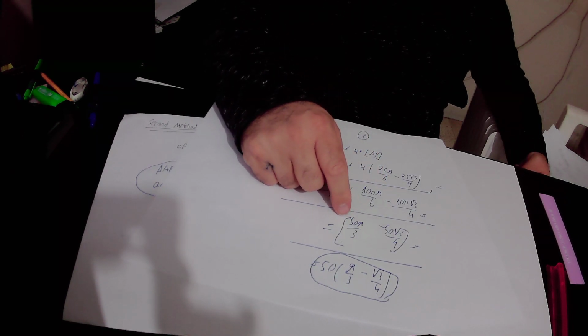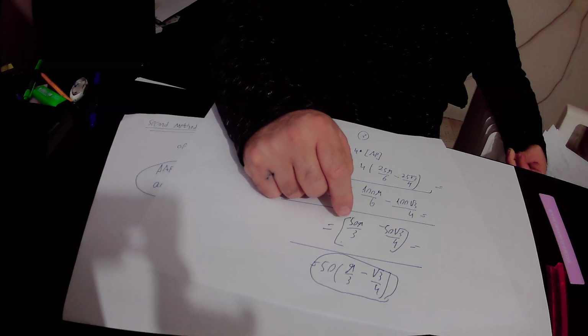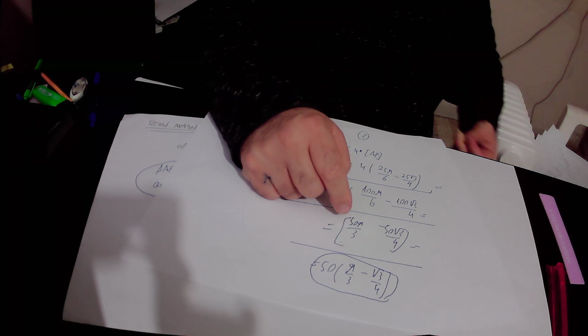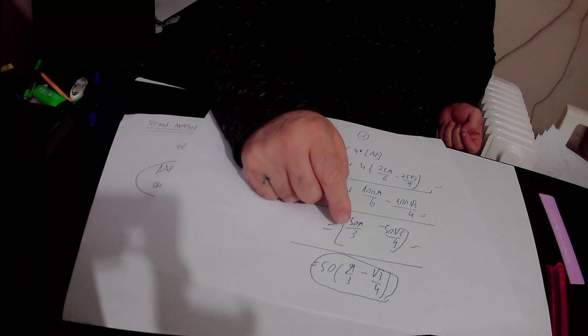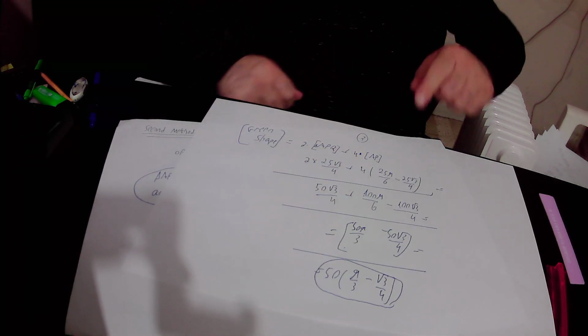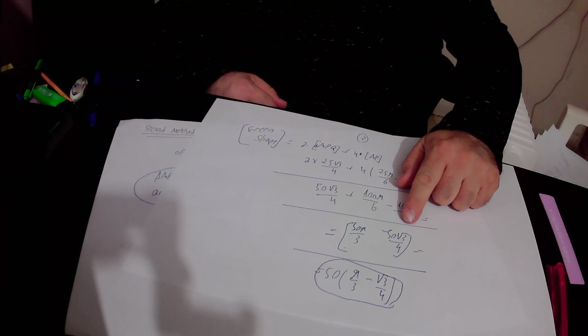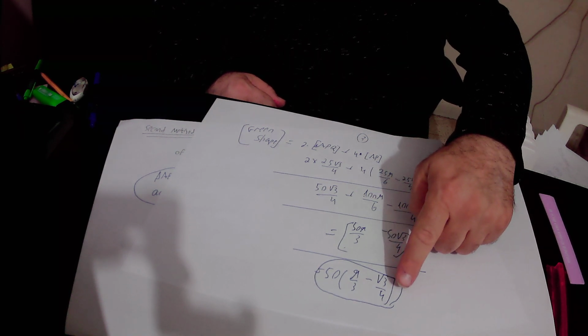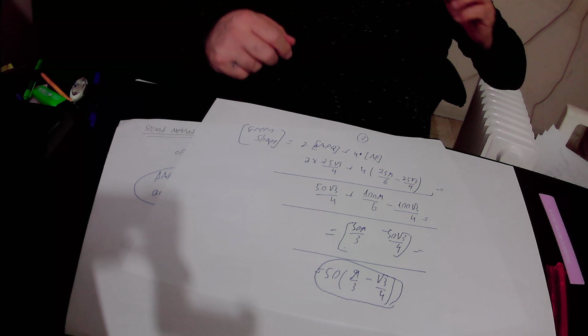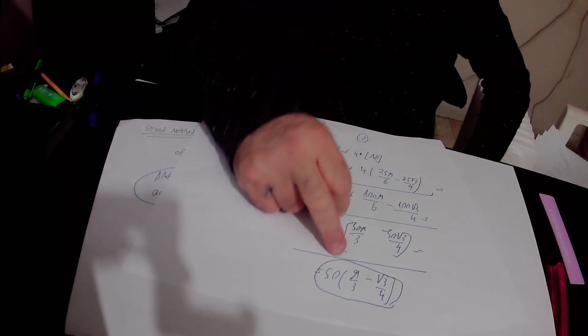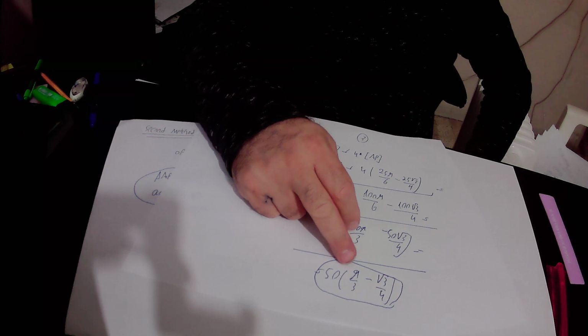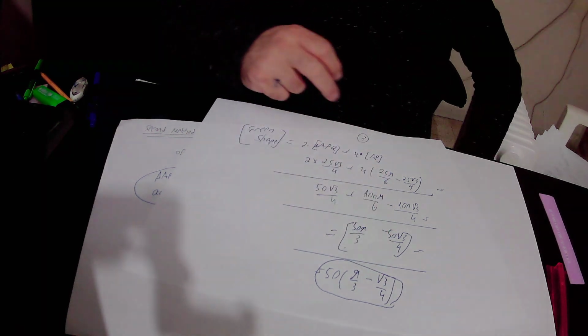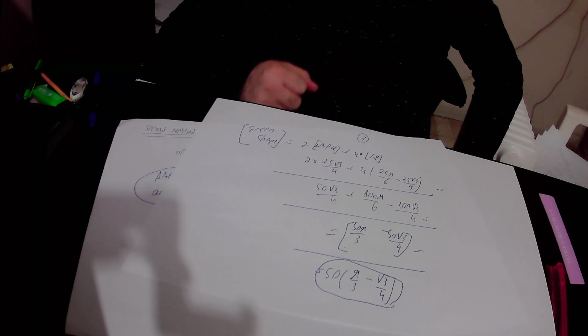Here we took 50 as a common factor of these two expressions. And inside the brackets, what is left from 50 pi over 3 after we took 50 as a common factor is pi over 3, and what is left from minus 50 times square root of 3 over 4 after we took 50 as a common factor is actually minus square root of 3 over 2. So in conclusion, we found out that the area of the green shape equals 50 times pi over 3 minus square root of 3 over 4 square units, exactly as we found in the first method.